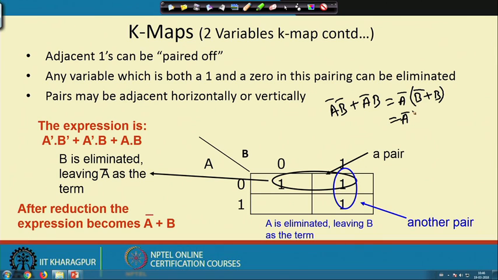That means, if I have got 1s at two successive places and I circle them, combine them together, then one of the variables gets eliminated. In this case B is changing from 0 to 1. Whichever variable changes its polarity, that variable gets eliminated. So, the variable B has got eliminated.